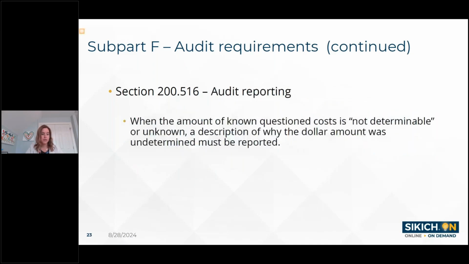Looking at audit reporting, just one subtle change here. When the amount of known questioned cost is not determinable or is unknown, a description of why the dollar amount was undetermined must be reported as part of that finding.